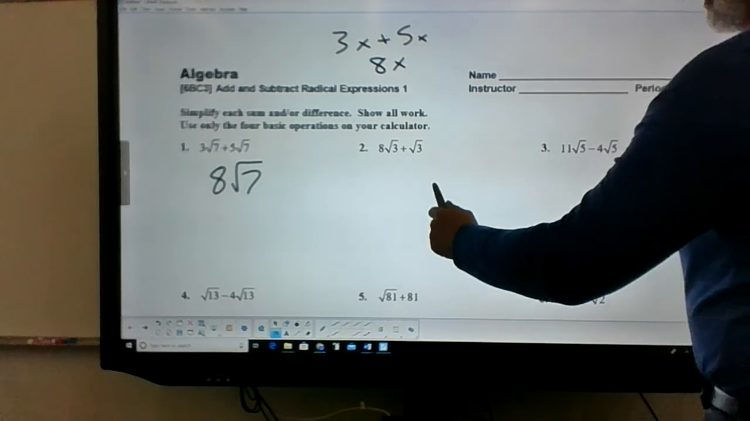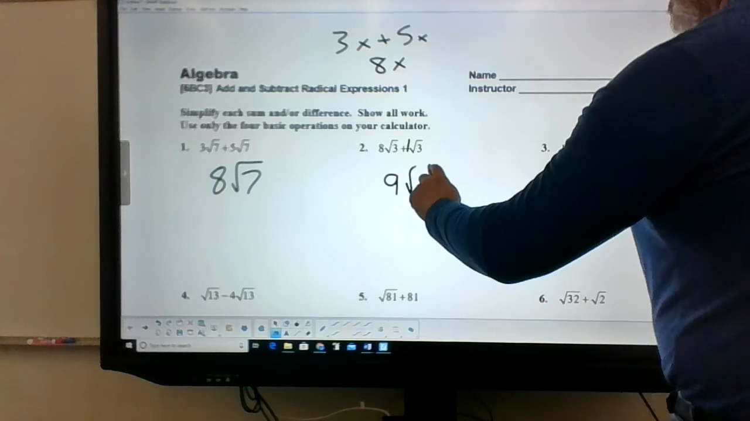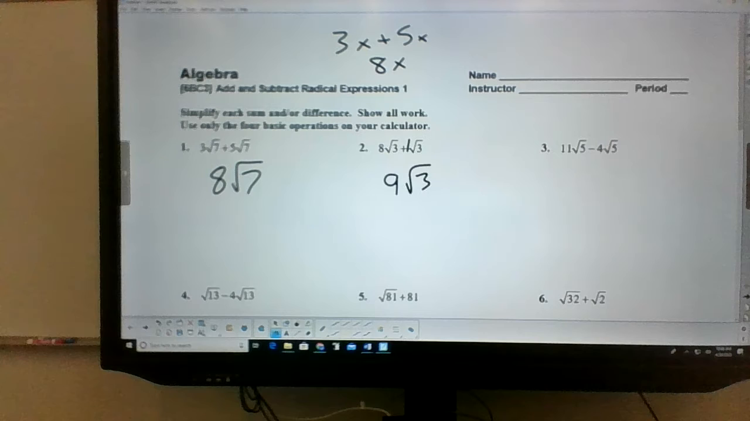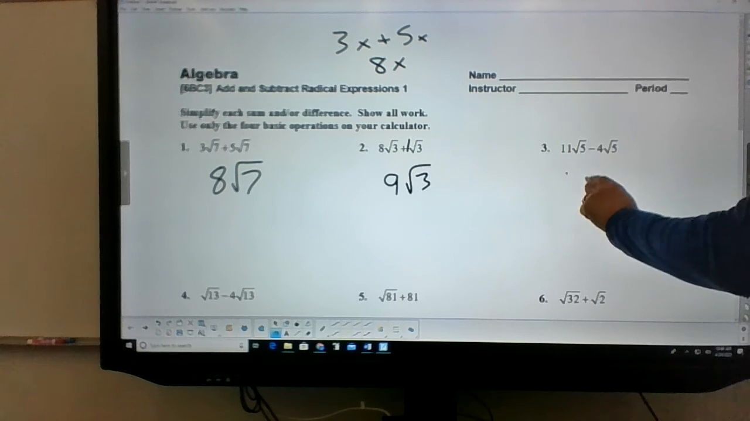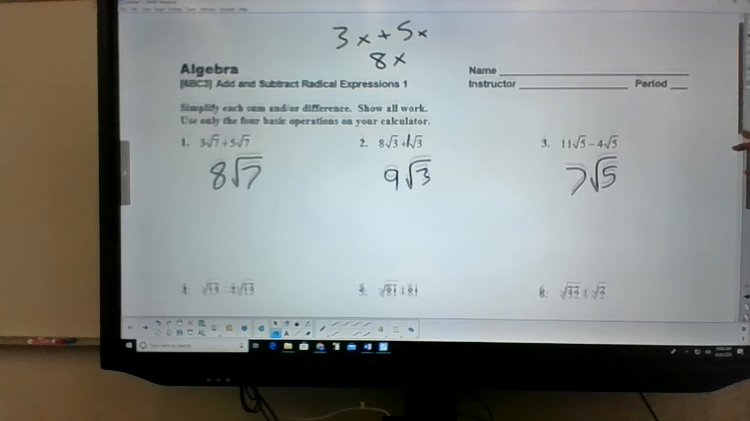Again, same concept here. If there's nothing in front, remember, add a 1, and we end up with 9 radical 3. So those are the nice, easy ones that we can do. Again, here we got 11 minus 4, 7 radical 5. Again, that should be no problem whatsoever.